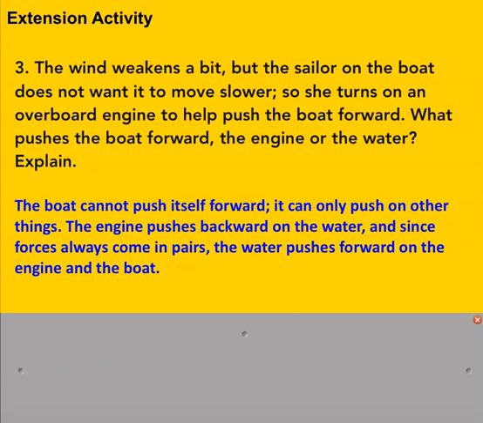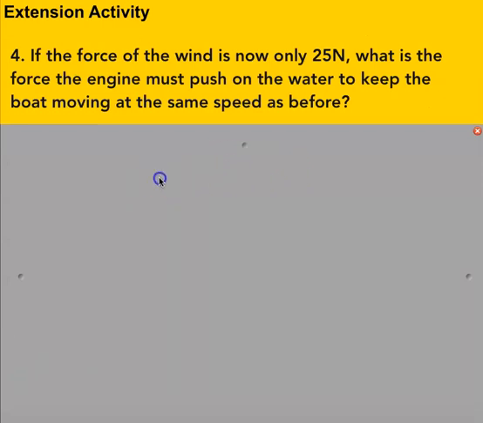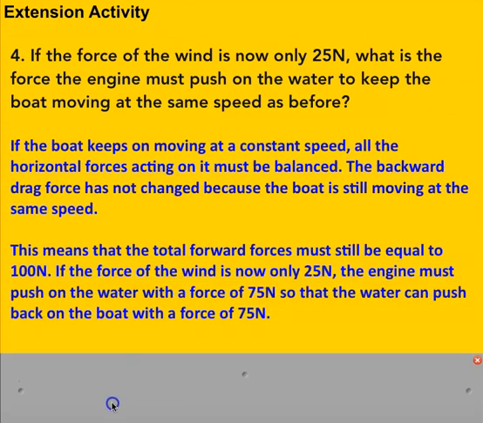Same concept here. And the last question, if the wind slows down, that engine must push in the water with 75 newtons in order to maintain a constant speed. So if the force of the wind was now only 25 newtons, the overboard engine would have to be putting out 75 newtons of force in order to be balanced with that 100 newtons that we learned about before.